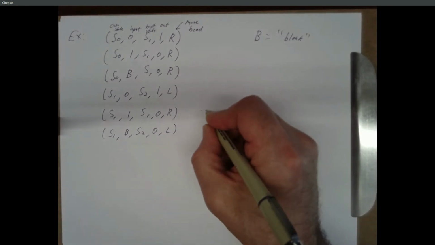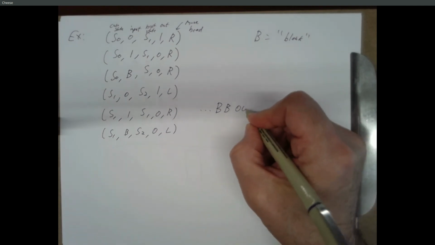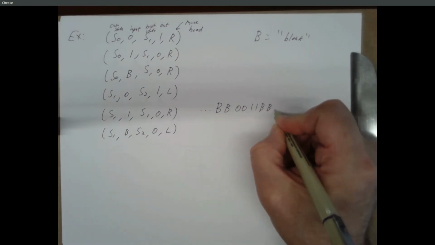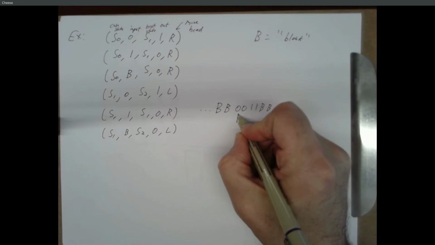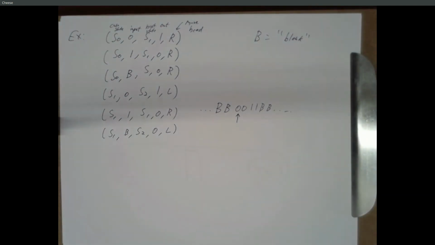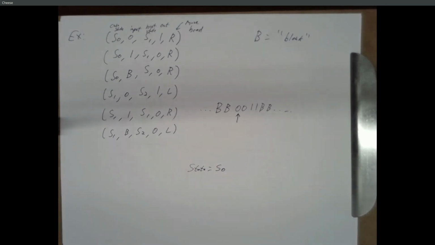All right, so imagine your tape looks like this. It's a bunch of blanks followed by 0, 0, 1, 1, and then a bunch of blanks. So it's got 4 bits written, everything else is blank. And suppose we start off and we're looking at this character under the read-write head. And our initial state is S0. All right, so what's the first thing this machine's going to do?